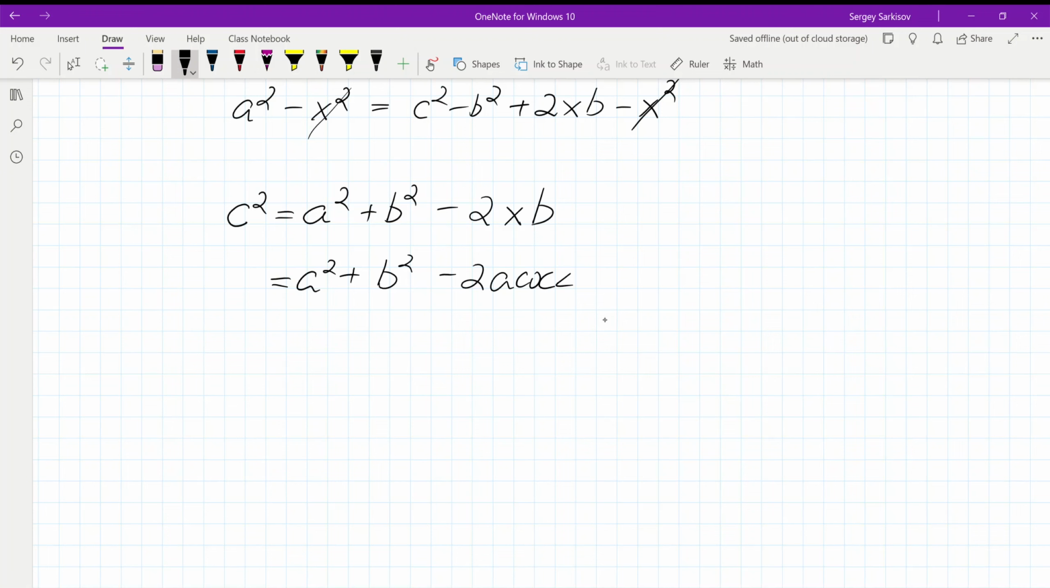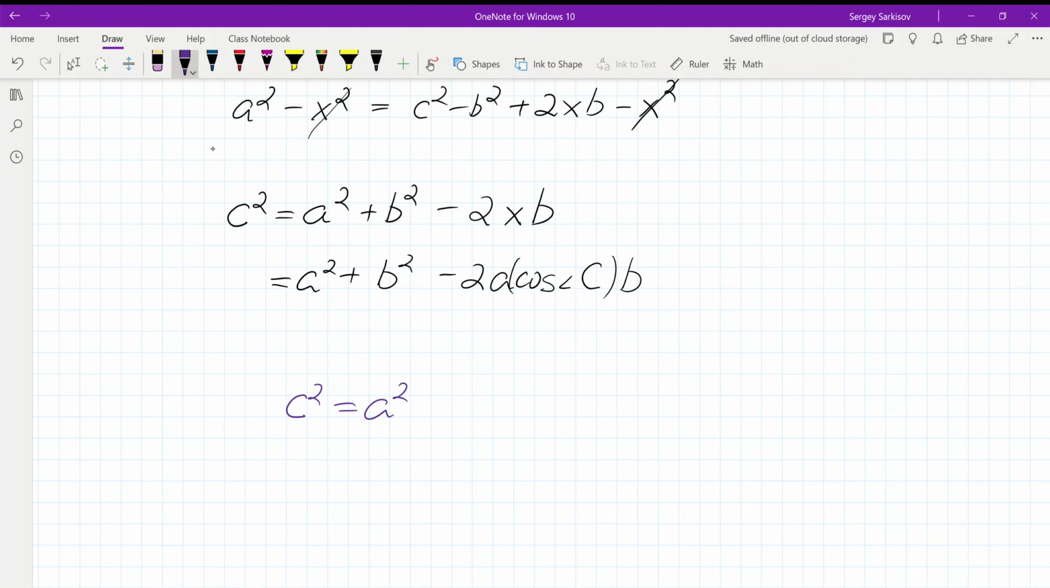Cosine angle C. And then of course there's a B there, right? And then write it a different way. Let me show you another way to write it, a little bit more simple. Let's say c squared is equal to what?